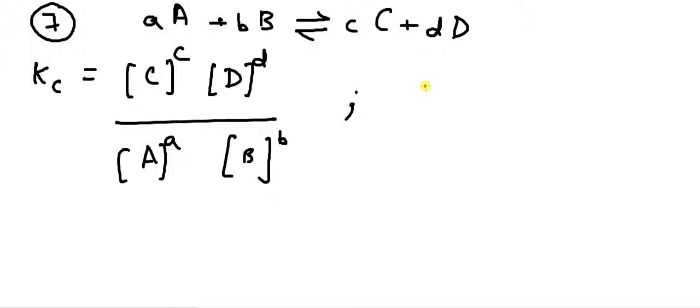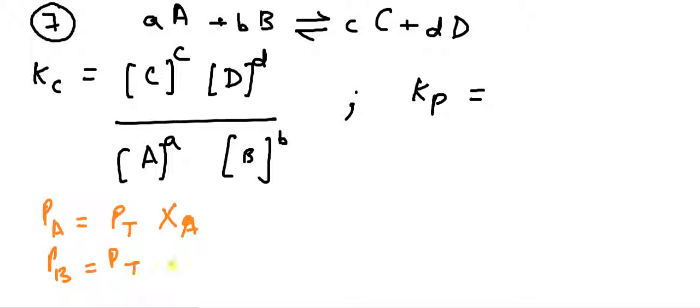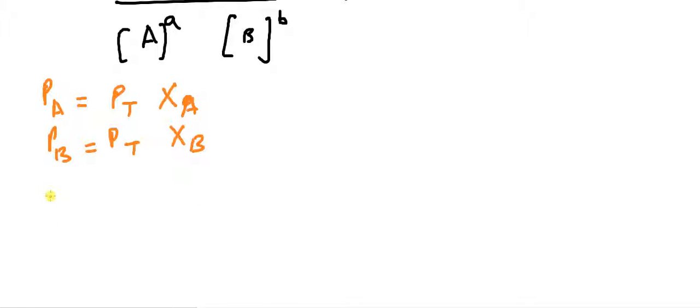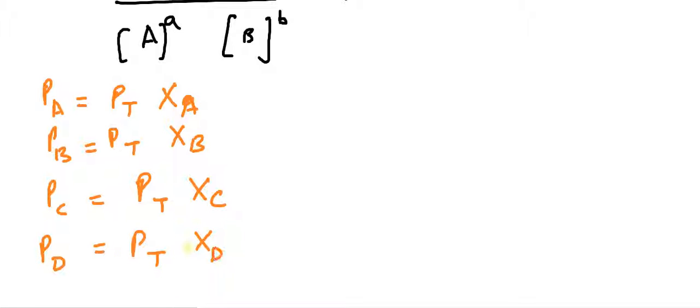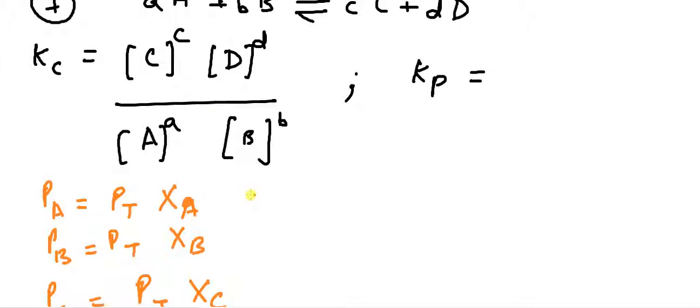Okay, next value will be of Kp. What will be Kp? To derive the value of Kp, you should remember that Pa is equal to Pt XA. Pb is equal to Pt XB. XA and XB are mole fractions. Pc is equal to Pt Xc. Pd is equal to Pt Xd. So before you go on to Kp, you should remember these first. Okay, I'm considering all of them.